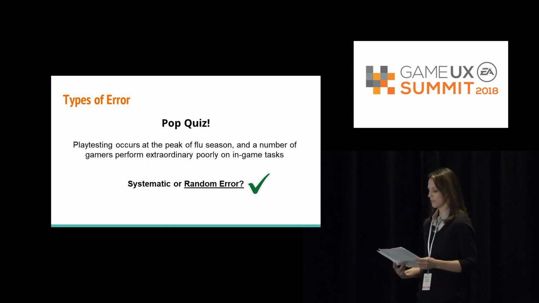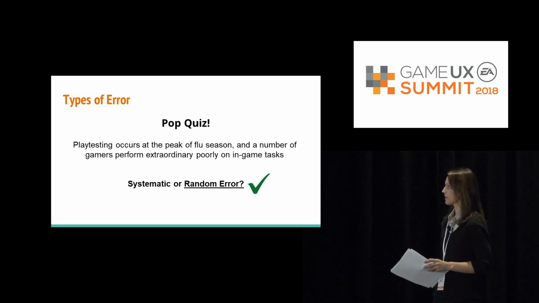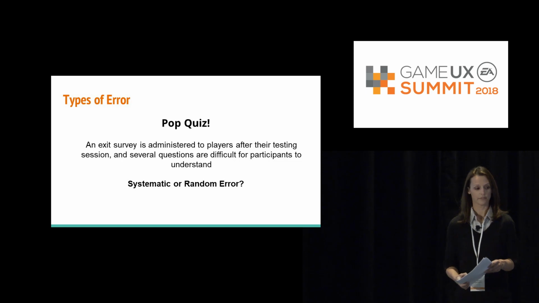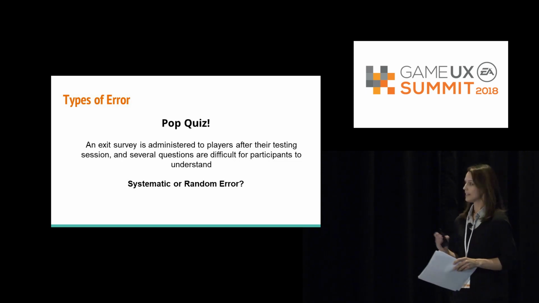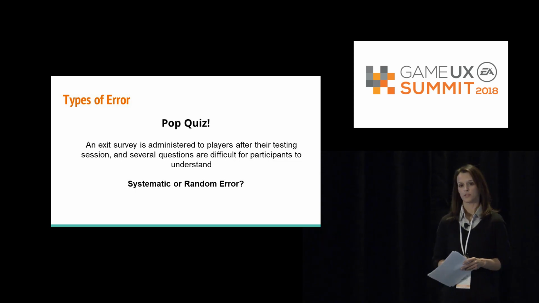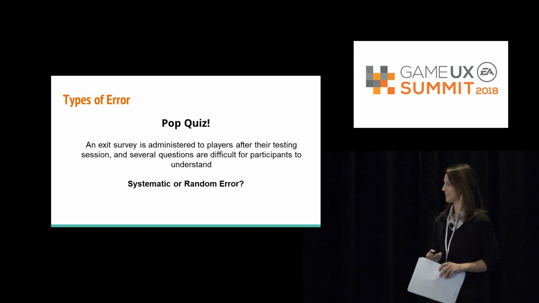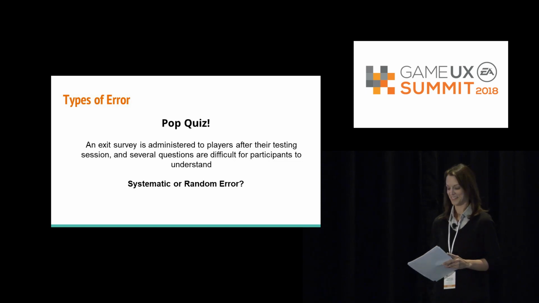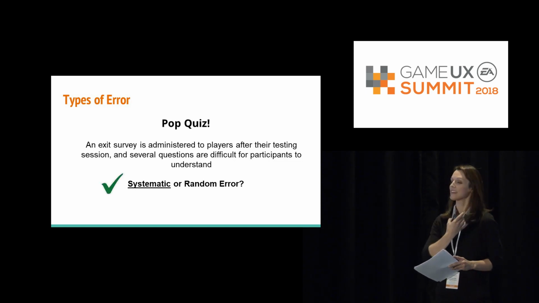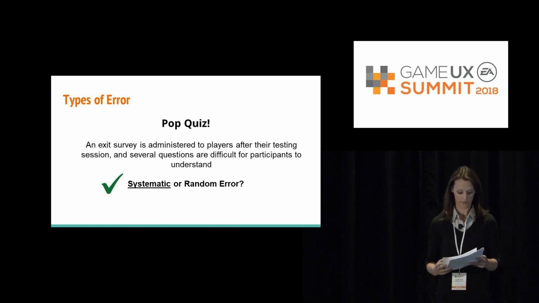So I have another question here for you, and we have an exit survey that's administered to players after the testing session. Several questions are difficult for participants to understand. So systematic error, random error. Oh, look at that. You all get an A. Very, very nice. So this is something that, as I said, and I think you can kind of see the point here, is fairly pervasive.